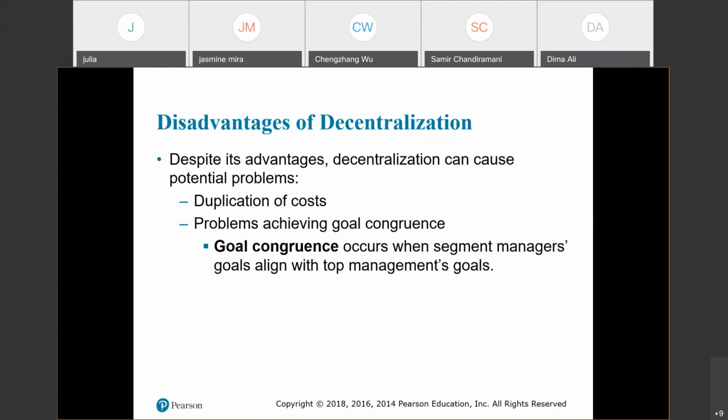But despite its advantages, decentralization can also cause some potential problems. First problem is duplication of cost. For example, each business segment may hire its own payroll department and purchase its own payroll software. Companies can often avoid such duplication by providing centralized services. For example, a hotel chain might segment its business by property, yet each property might share one centralized reservation office and one centralized website.